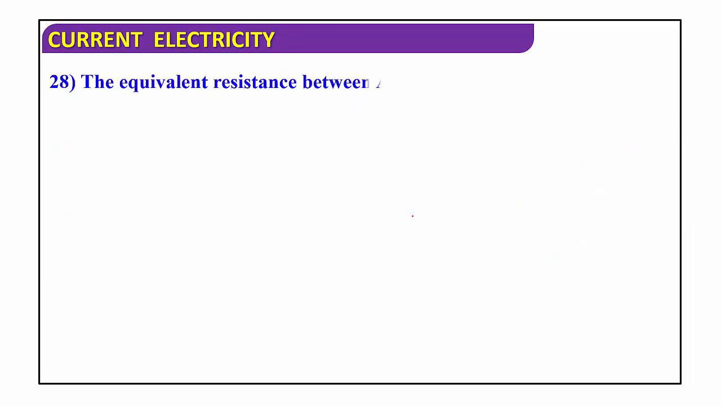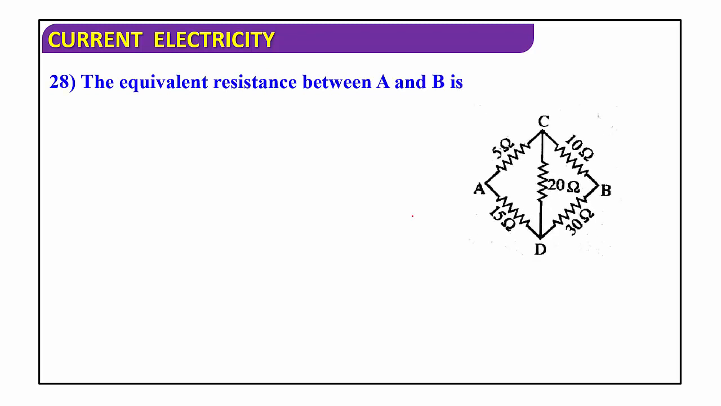Come to the 28th question. The equivalent resistance between A and B is. This is Wheatstone's network. You already studied. You can observe the equivalent resistance between A and B.